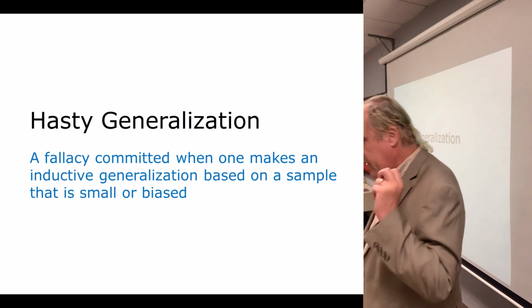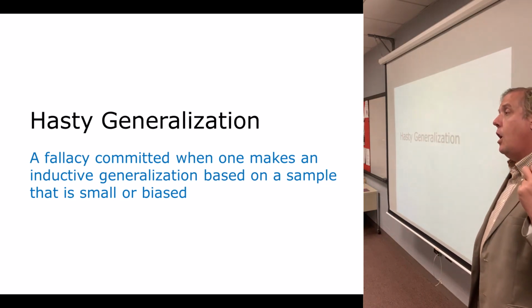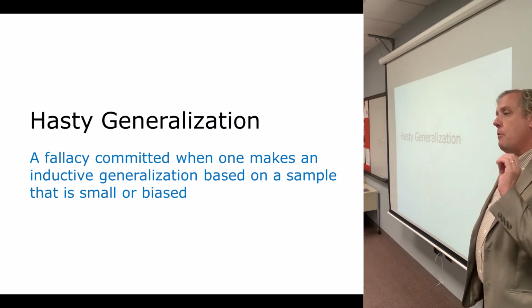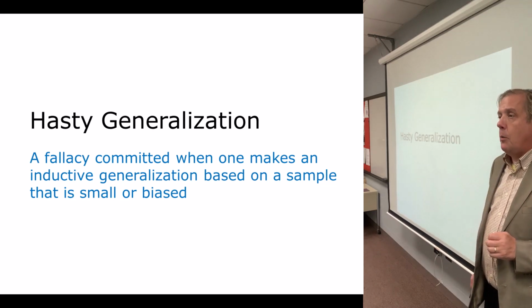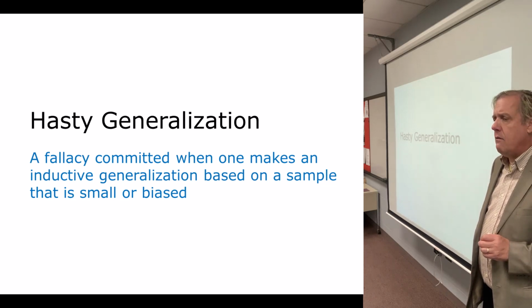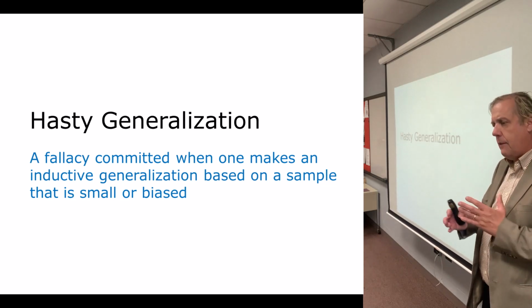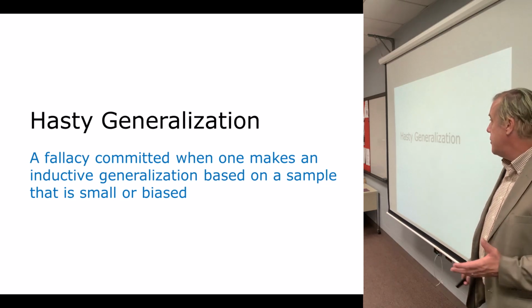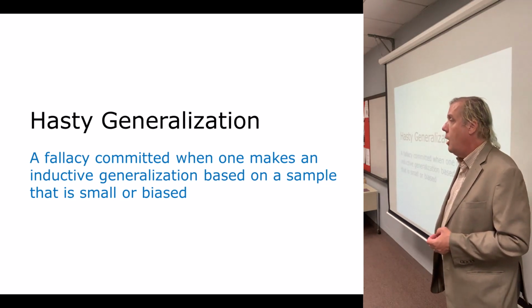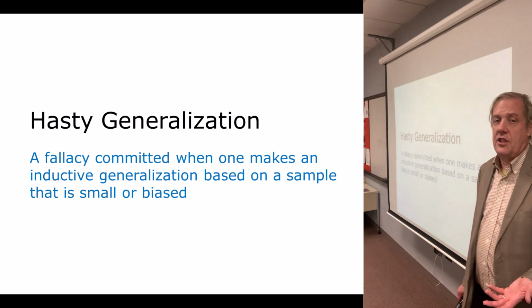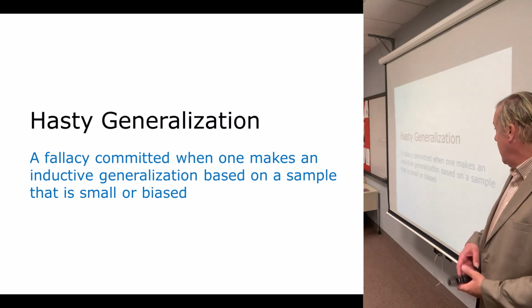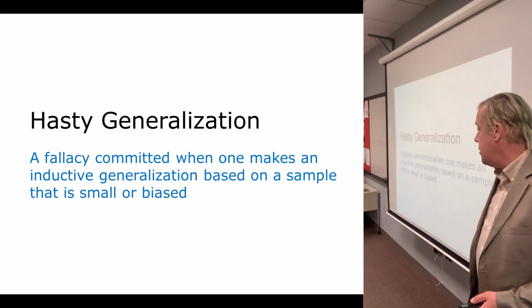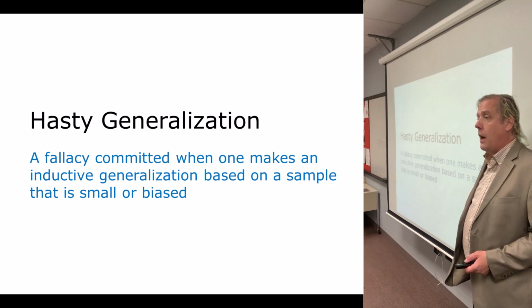With a lot of argumentation schemes, there's a fallacy that goes with the scheme, and the fallacy is the name of the bad form of the argument. If I teach a full unit that's just about fallacies, I say every fallacy is the evil twin of a good argument, right? So the evil twin of an inductive generalization is a hasty generalization. It's a fallacy that is committed when you make a generalization based on a sample that is small or biased.